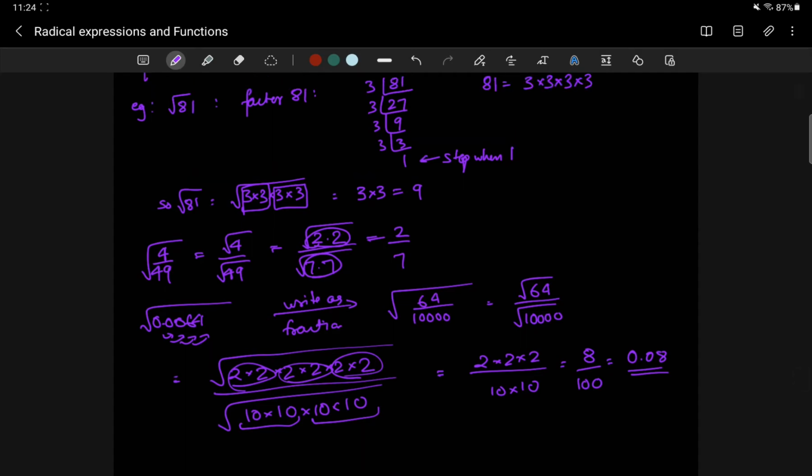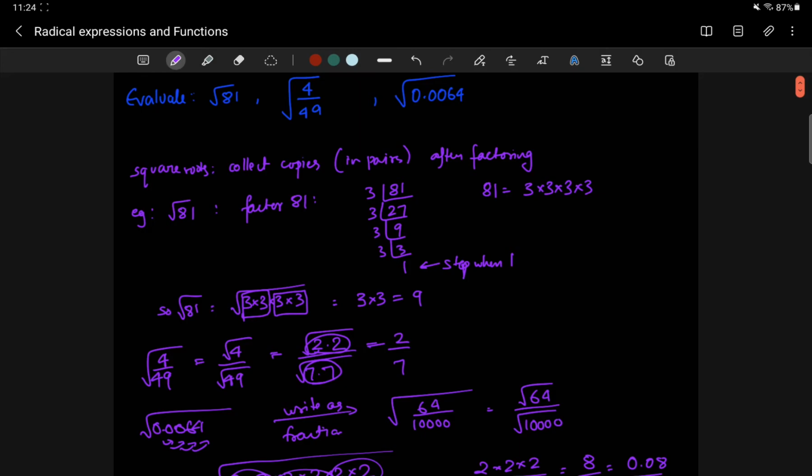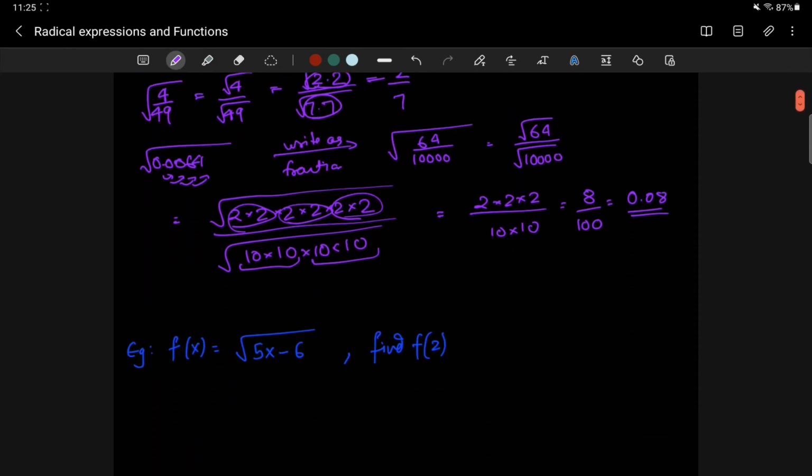Okay, so that's how it works with numbers. You can imagine that when we work with expressions now, since we know how to factor, the same rules are going to be followed. So if we have 2 copies of the same factor, then one of them will come out of the square root symbol, and if there is only one of them, it remains inside.